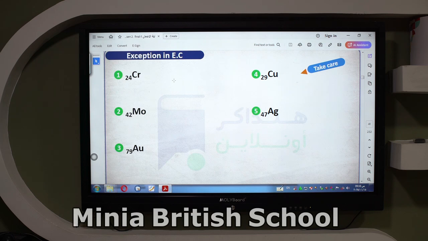There are exception cases in electronic configuration: chromium, Cu, Mo, Ag, Au. All of them are located in the d block elements, and d block elements become stable or saturated in three ways: all orbitals of d must be empty, or completely filled, or half filled. So for chromium, if we write the electronic configuration, it will be Ar 18 and 4s2 3d4, but we move one electron from s to d, so it will be 4s1 and 3d5. So it's stable, and we do the same thing for Cu. We make 3d completely filled with 10 electrons, and 4s will have 1 electron.